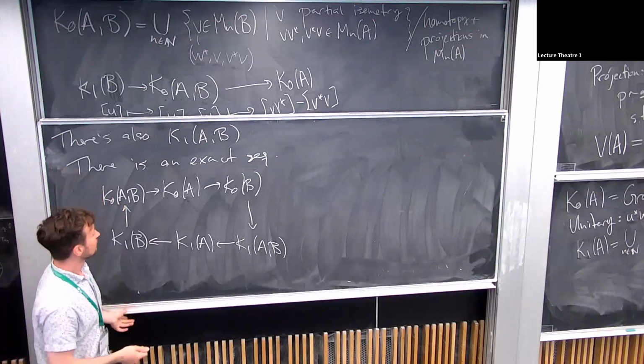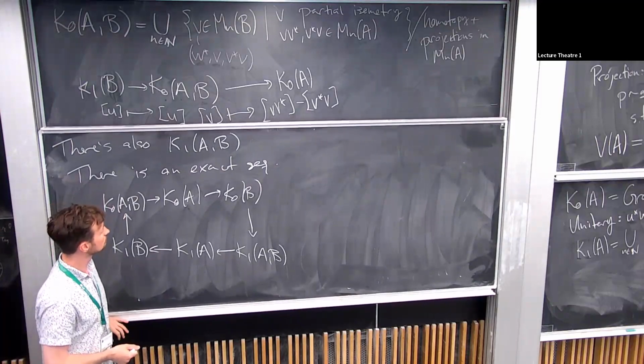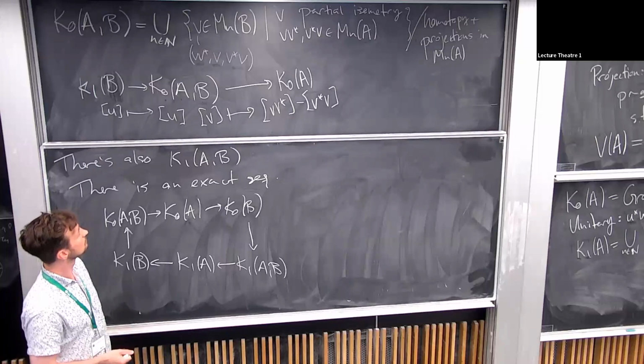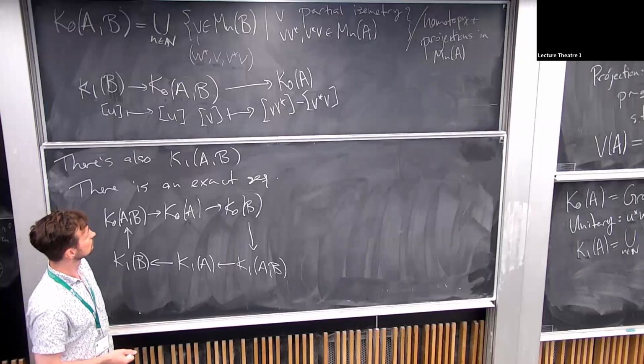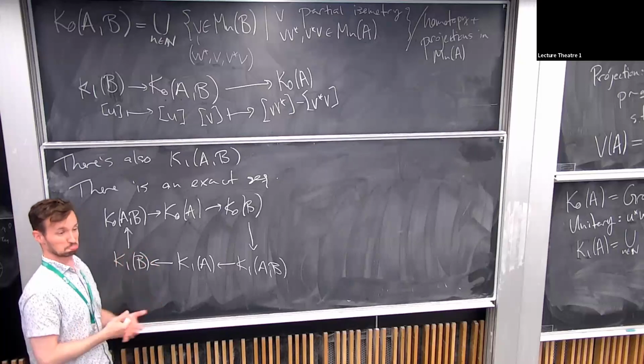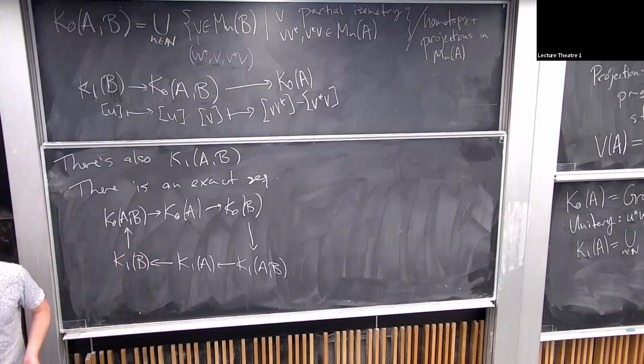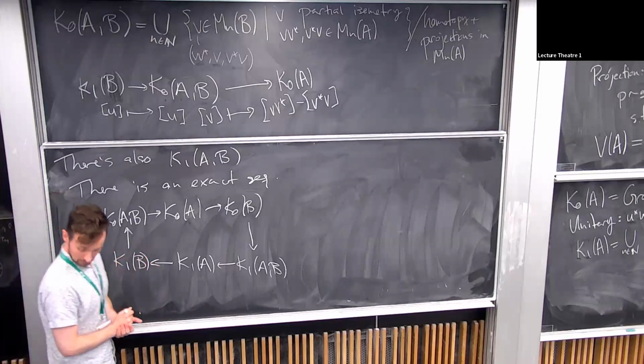So is there an analog of this relative K theory, and do these two actually coincide when we take A and B to be commutative C-star algebras? I don't know. Maybe. Good question. I have no idea.